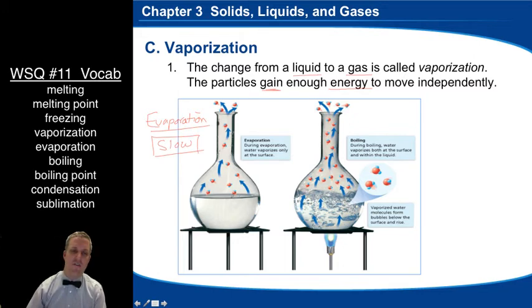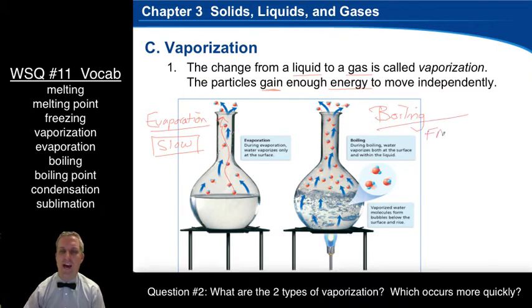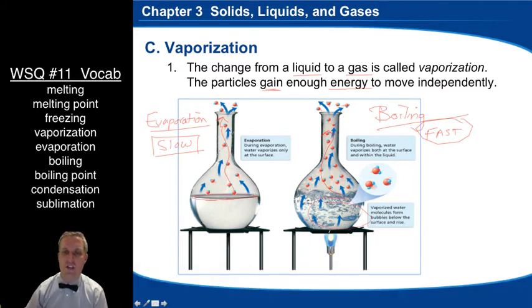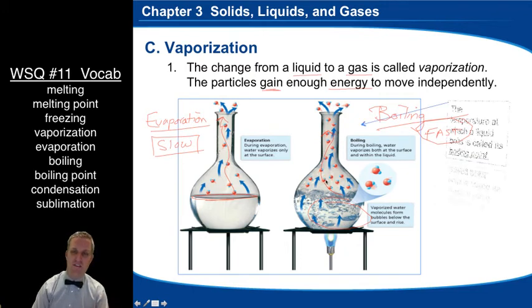Notice that you have the water vapor only vaporizing off of the surface and changing from a liquid to a gas. In boiling, the second type, this is a fast vaporization. As the heat's applied, the water molecules form bubbles that come to the surface, and as they pop, the gas is released. So it's not just at the surface as we saw in evaporation, it's throughout the entire liquid. Vaporization happens at the surface and within the liquid, which causes a much faster change from a liquid to a gas.